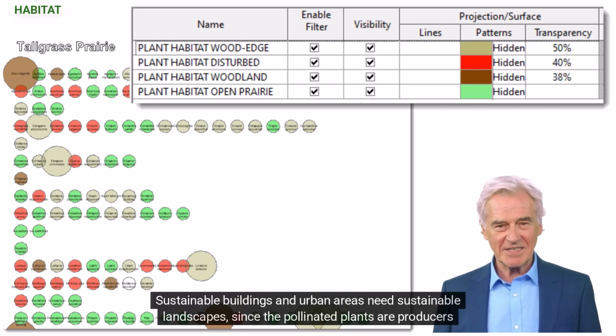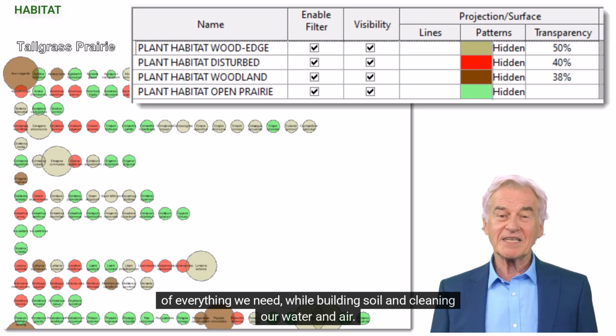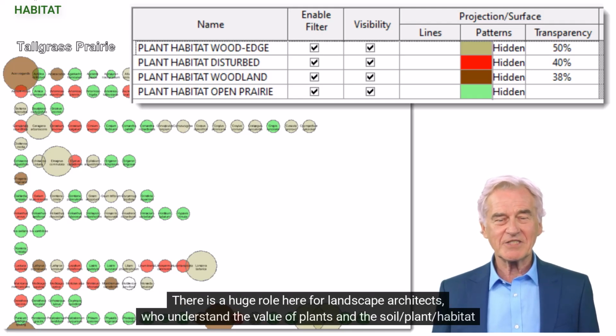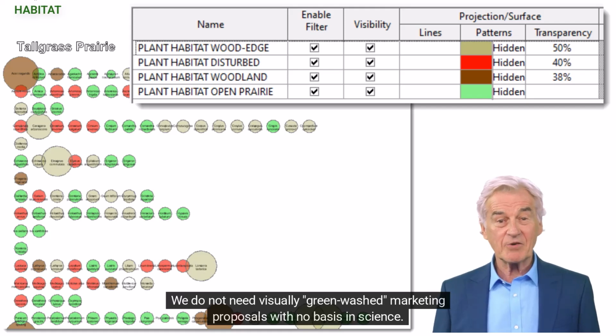Sustainable buildings and urban areas need sustainable landscapes since the pollinated plants are producers of everything we need while building soil and cleaning our water and air. There is a huge role here for landscape architects who understand the value of plants and the plant-soil habitat connections. We do not need visually greenwashed marketing proposals with no basis in science.